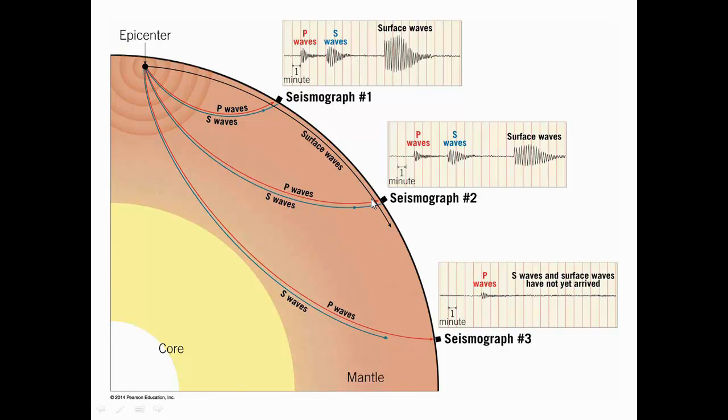Further from the epicenter, here's seismograph 2, which has also recorded the arrival of all three of these waves. But notice that seismograph station 3, located at the farthest from the epicenter, only the P waves have reached seismograph station 3 at this point. The S waves and the surface waves have yet to arrive. And these groups will eventually arrive several minutes or tens of minutes later.